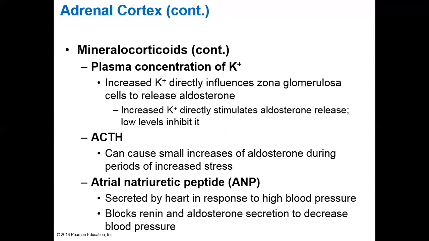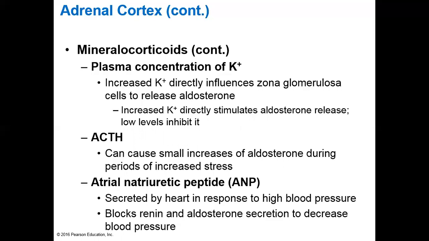So again, I already told you that if I have an increased amount of potassium in the plasma, so in my blood, that can be problematic, right? And it can lead to inhibition. So we want to get rid of that potassium that's there. So if sodium is being reabsorbed, then potassium is going to be eliminated through the kidneys. Thank you, kidneys. And then we have the adrenocorticotropic hormone, and that can cause small increases of aldosterone during periods of stress. And we talked about that earlier when they put stressors, right?